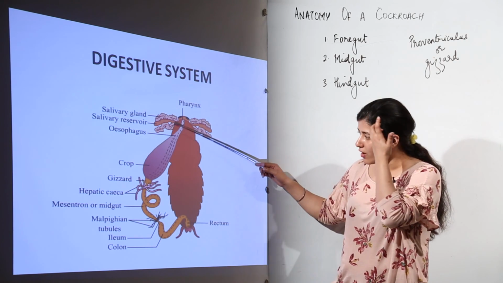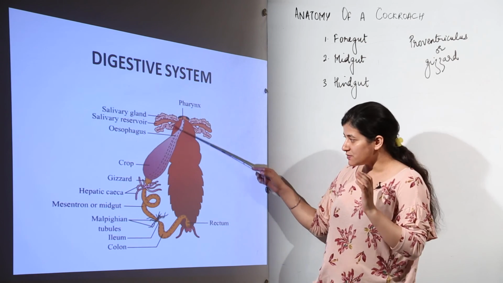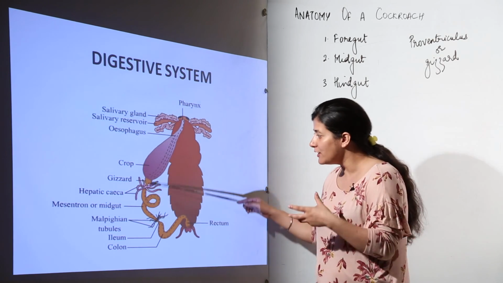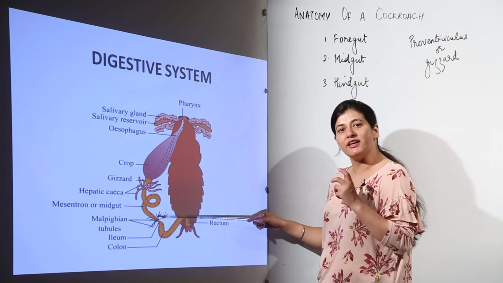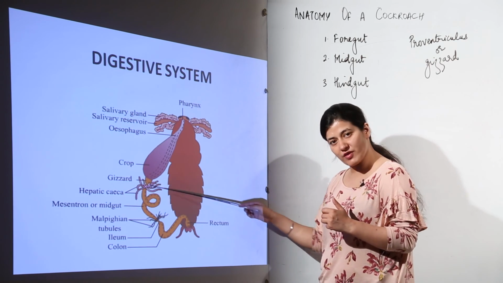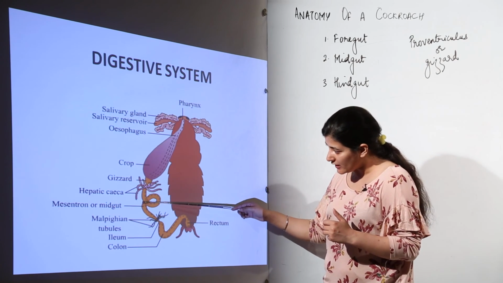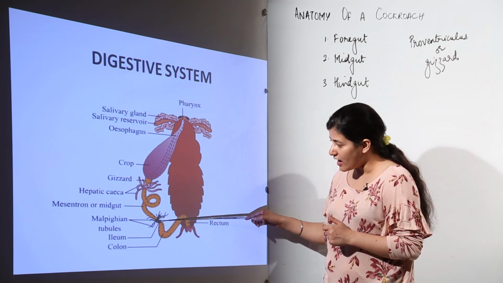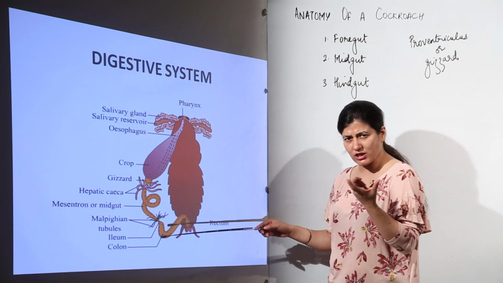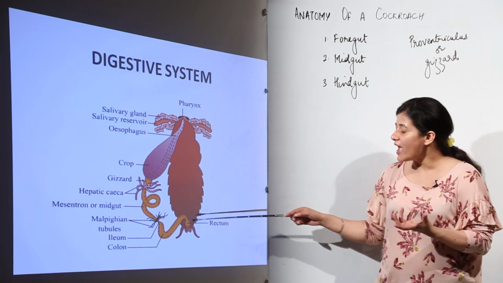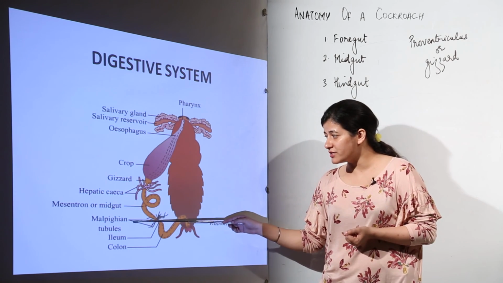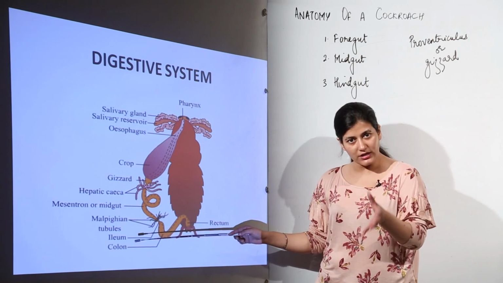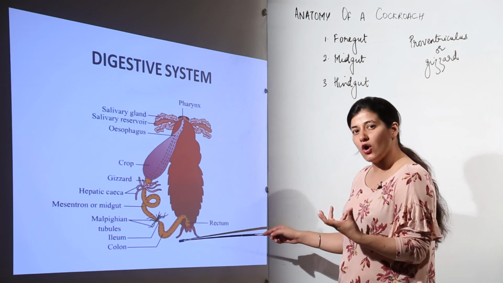So we see in the foregut that the food is being stored, it is being passed, it is being masticated by the chitinous teeth. Further in the midgut, it is getting digested by the secretions which came from the hepatic caecae, and when the midgut ends, at the junction of the midgut and the hindgut, there are Malpighian tubules, thread-like structures. They could be 100 to 150. They are responsible for excretory purposes of the cockroach, excretion of uric acid.